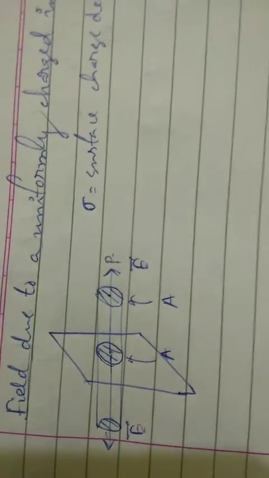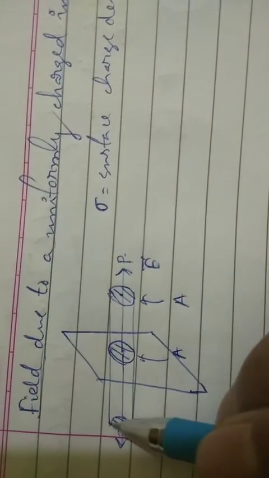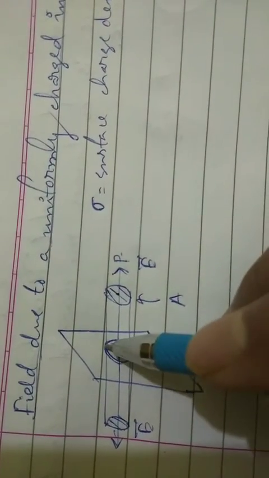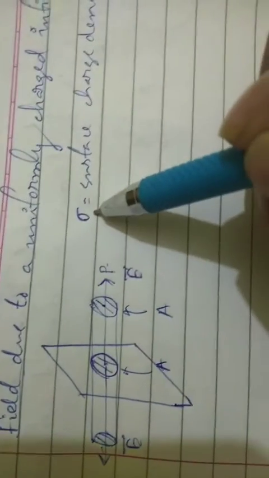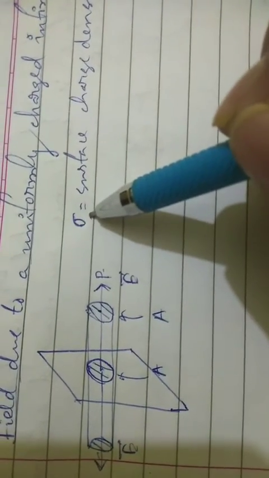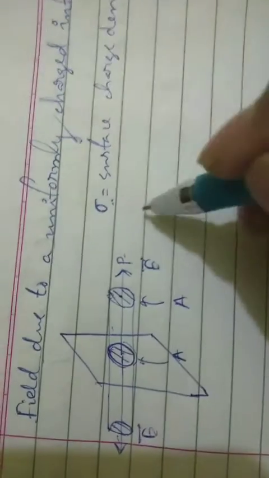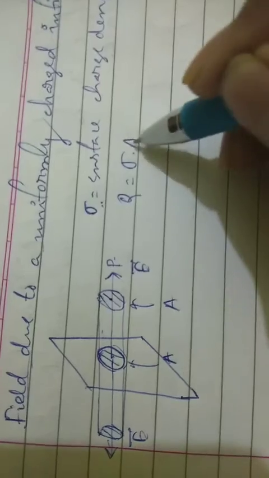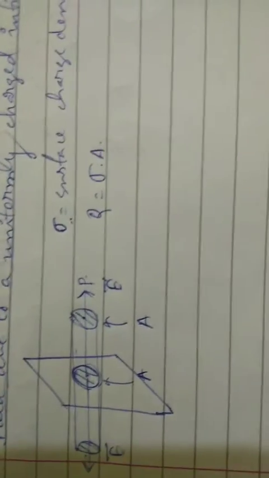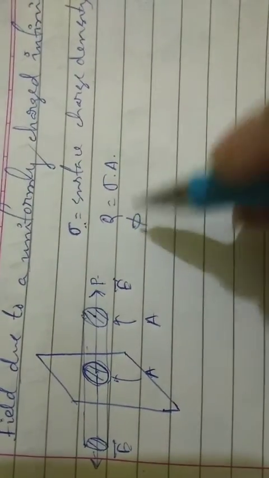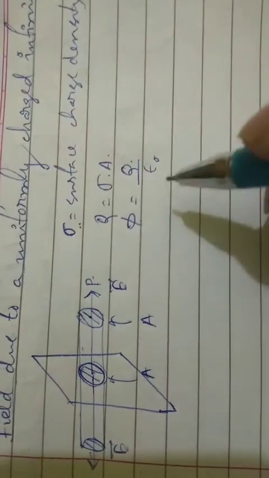So the total charge inside this Gaussian surface lies on this plane. Surface charge density is sigma, which is charge per unit area. So inside this Gaussian surface the total charge Q is sigma into A. Now we will apply Gauss's law. Gauss's law says the total flux coming out of this closed surface is phi equals Q by epsilon naught. Now again we know phi is E dot A.